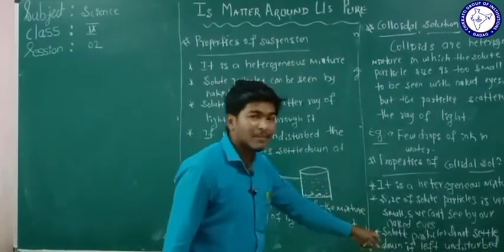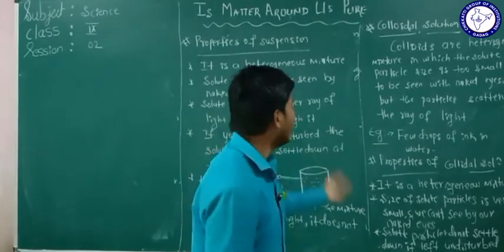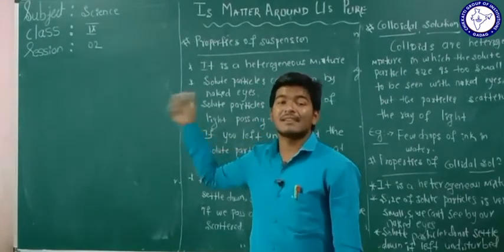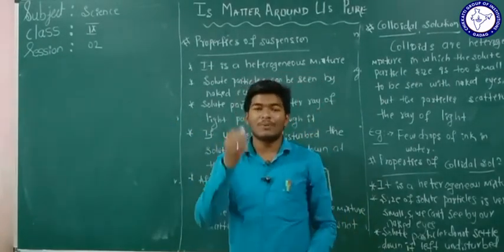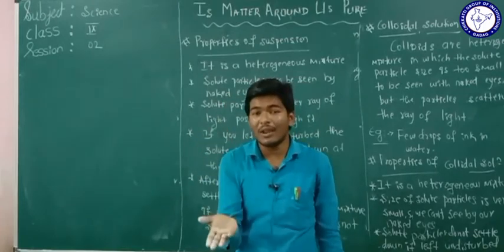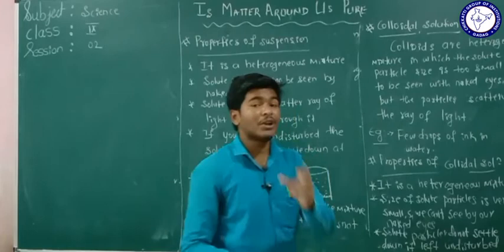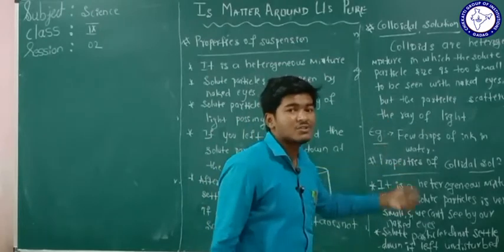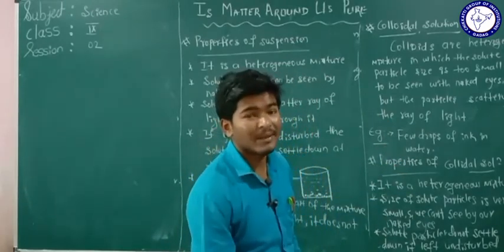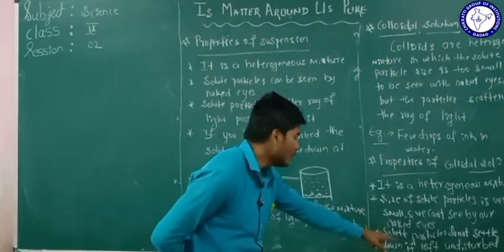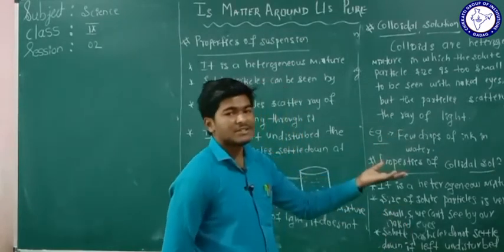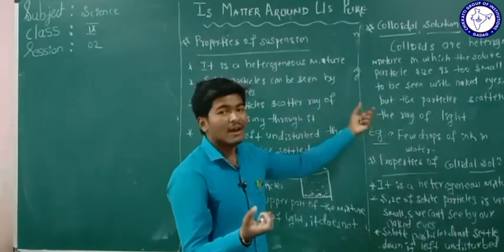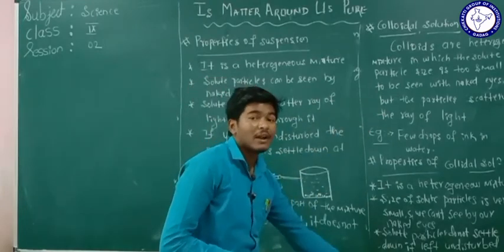And the third property, the most important property that differentiates the colloidal solution from the suspension. Why? Because in a suspension the solute particles can be seen by the naked eyes and they settle down at the bottom of the container if left undisturbed. But in the colloidal solution, if left undisturbed, the solute particles do not settle down at the bottom.